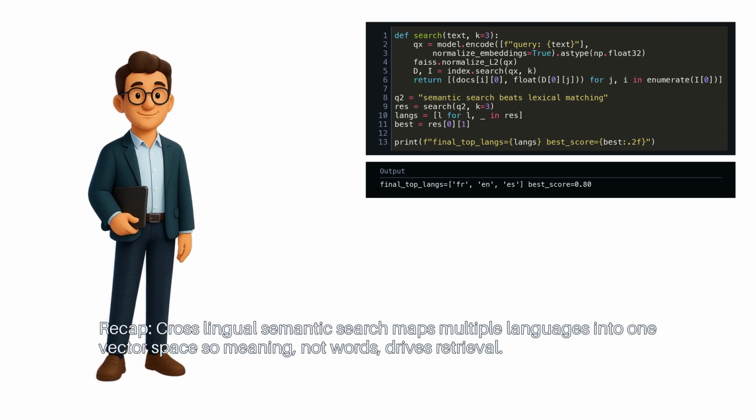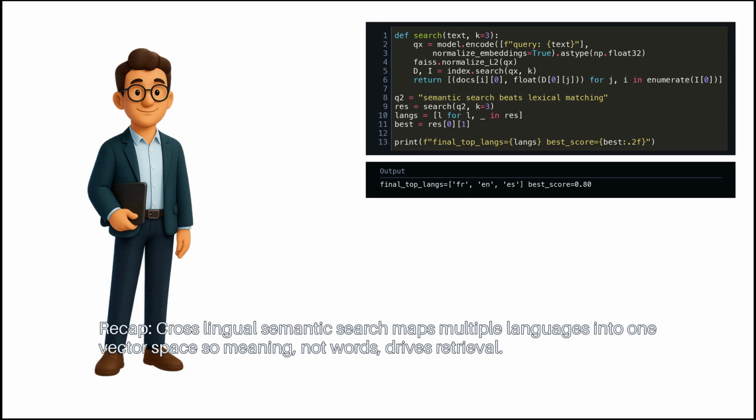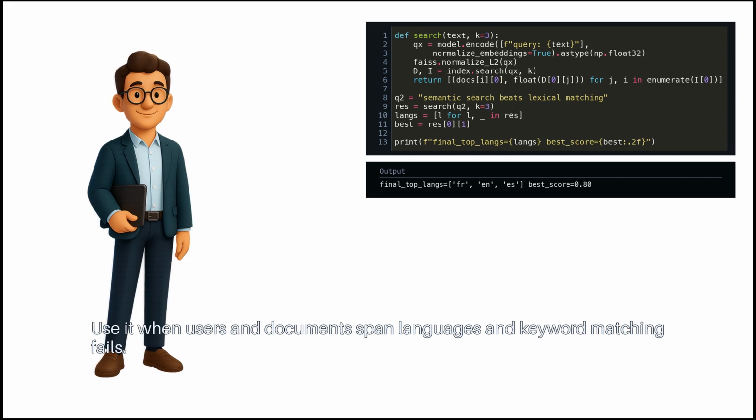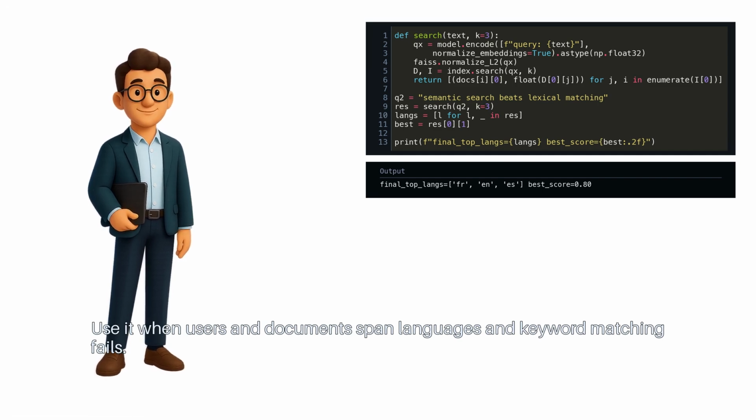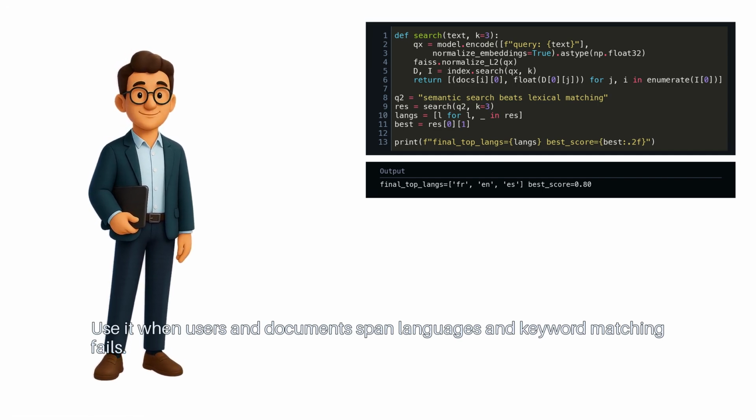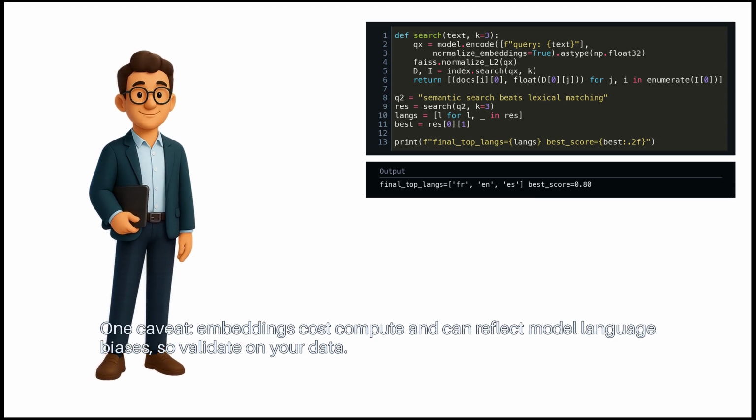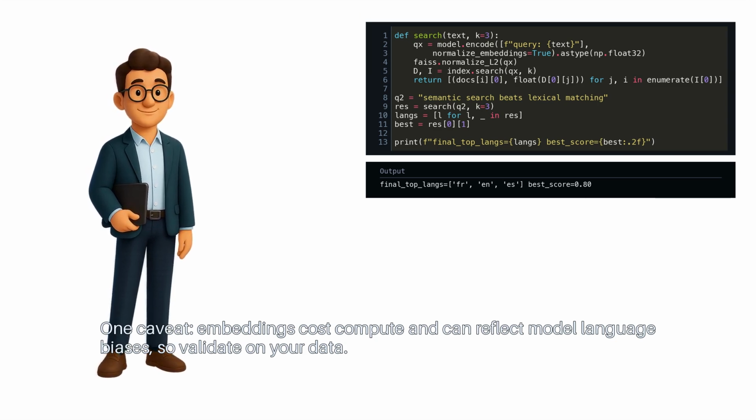Recap: Cross-Lingual Semantic Search maps multiple languages into one vector space, so meaning, not words, drives retrieval. Use it when users and documents span languages and keyword matching fails. One caveat: embeddings cost compute and can reflect model language biases, so validate on your data.